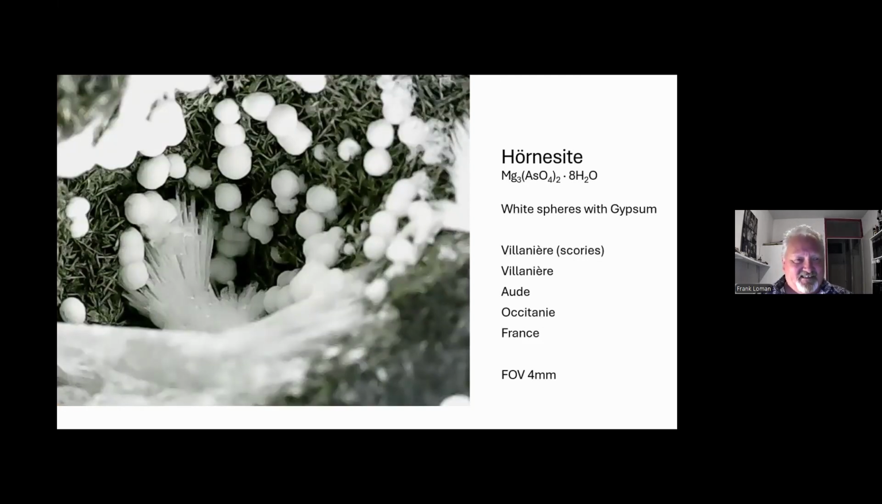Hernesite. These are tiny white spheres with some prismatic gypsum crystals on slag material. This is from Villanière in Occitanie in France, in the eastern part of France.